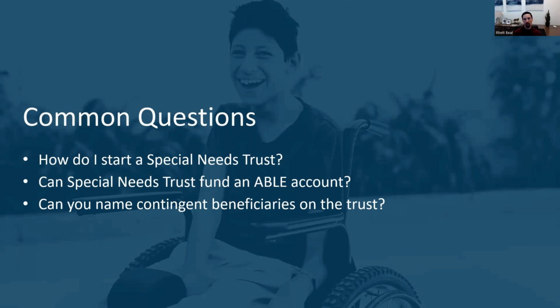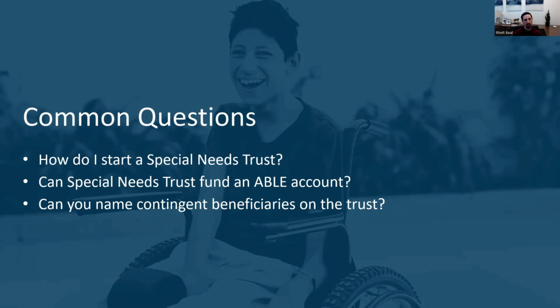And typically it will be getting the estate plan for you as the parent established. And then the special needs trust will be set up like what we call a testamentary trust, which means it won't open or fund until after you pass away and in your estate.